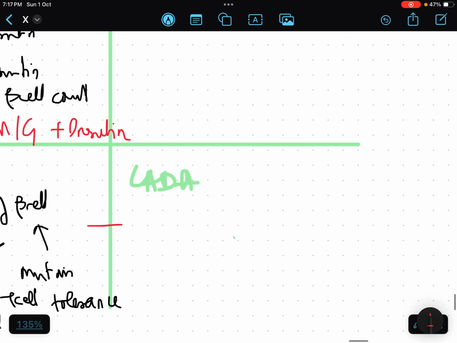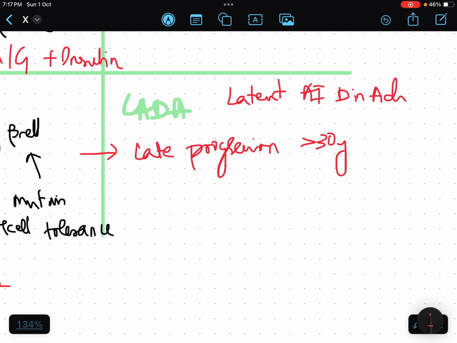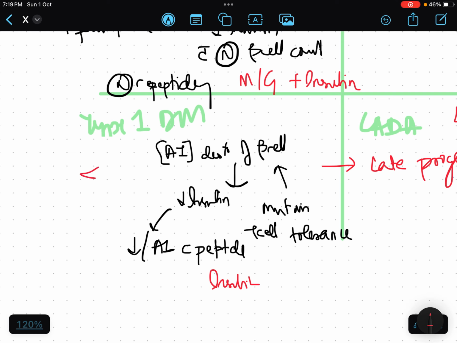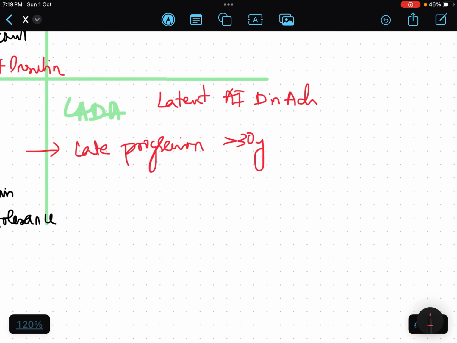The late progression of type 1 diabetes, which presents in more than 30-year-old patients, is latent autoimmune diabetes in adults, LADA, whereas type 1 diabetes will usually present by 30 years with acute complications such as DKA. This LADA has a late progression and will have a late insulin dependence.